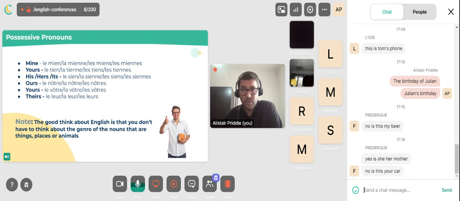Okay, so once again with those possessive pronouns: mine, yours, his, hers, its, ours, yours, theirs. Okay, well, let's continue.